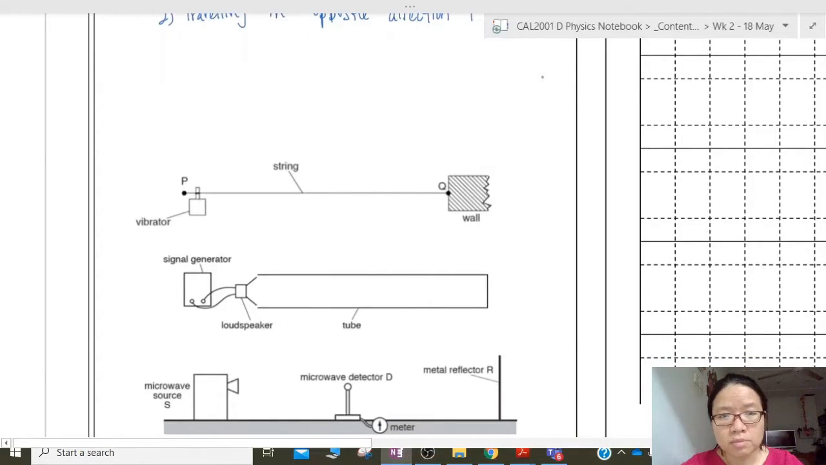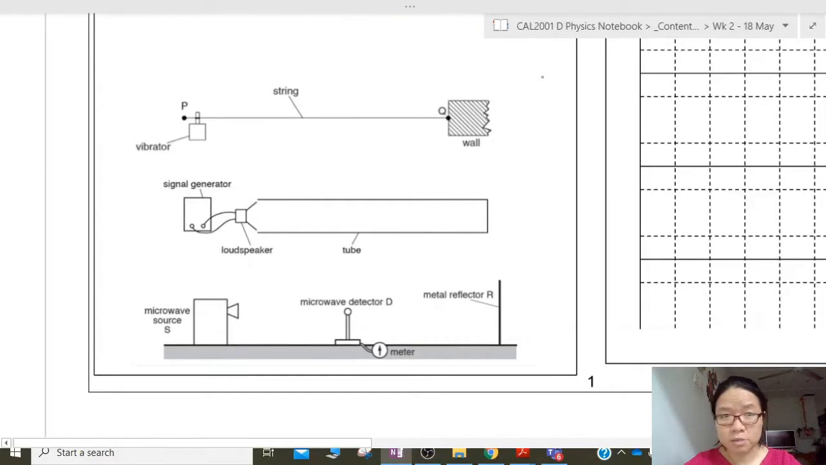So right now, I'm just going to show you a few setups to make this possible. As you can see, on the left, there's a vibrator which will create a string wave, and the wave will travel towards the wall where it will be reflected backwards. So if the reflection is perfect, we can assume that the incident and reflected wave are the same.